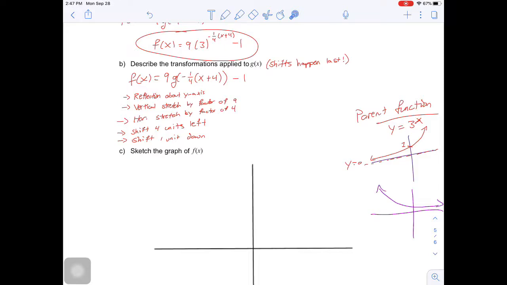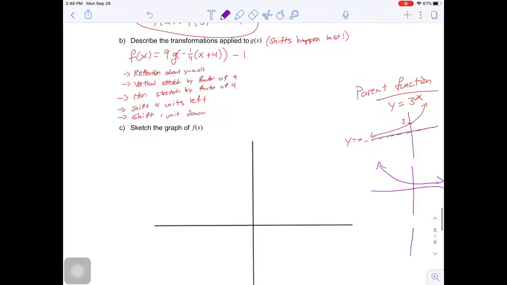Okay, so recognize we reflected about the y-axis here, and we end up getting a graph that looks like this. Now remember, something also useful to know about these parent functions is y equals 0 is not affected by this vertical stretch, because 0 times 9 is 0, and then we subtract 1. So we will end up getting a horizontal asymptote at y equals negative 1.